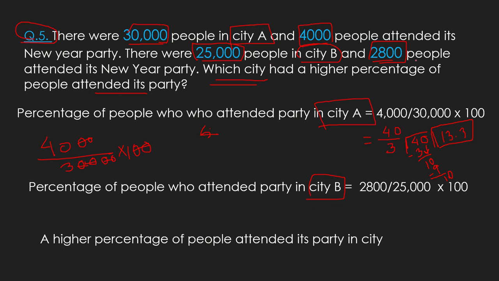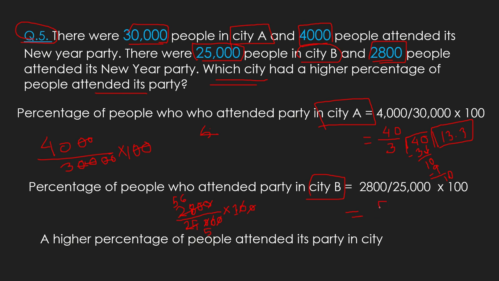Percentage of people who attended the party in city B. This is city A and this is city B, so that is 2,800 out of 25,000. Whenever you're doing math, be calm and quiet, because your brain needs to be cool, then everything will be fine. You can figure out your answer because it's step by step. This is a process. So this is the same thing here. 5 is 5 times 25.